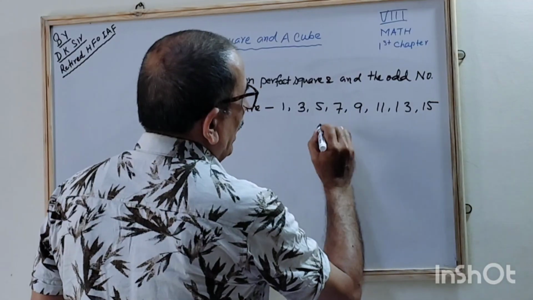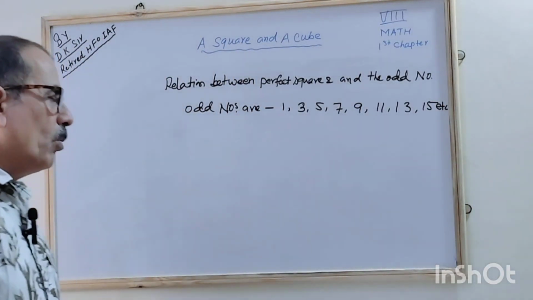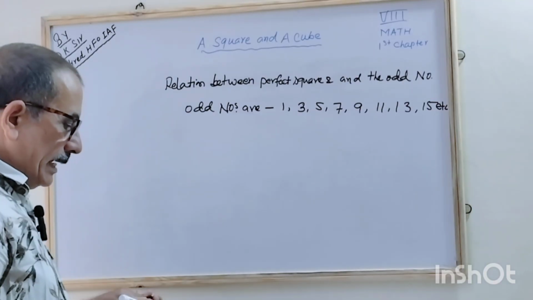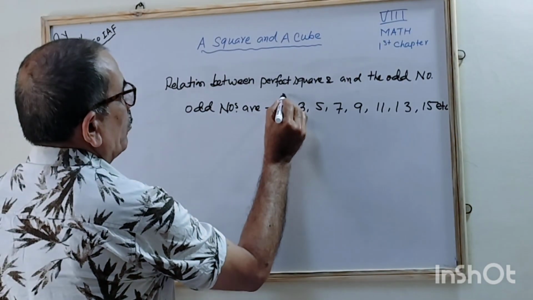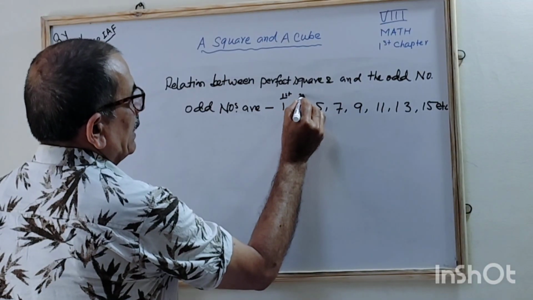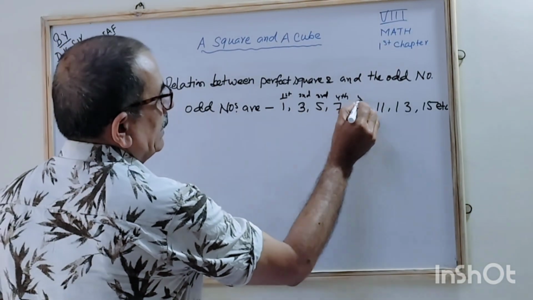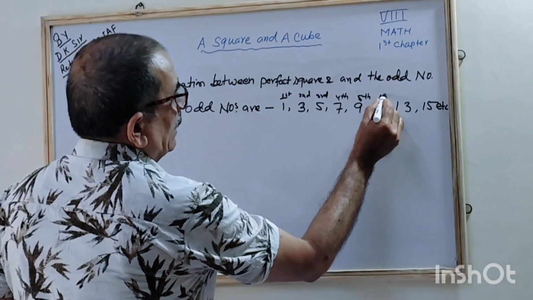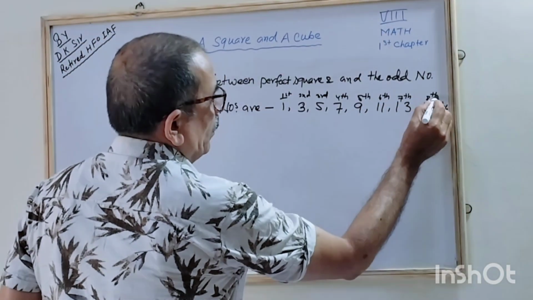These all are the odd numbers, correct? So what is the relation in that? The relation can be formed. If you say this is the first position, this is the second, this is the third, this is the fourth, this is the fifth position, the sixth position, the seventh position, and the eighth position, correct?